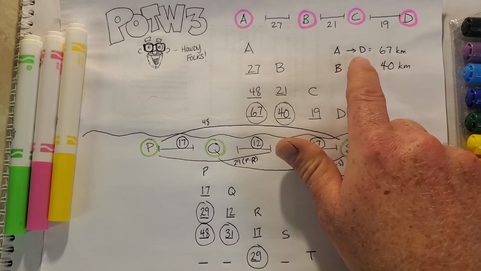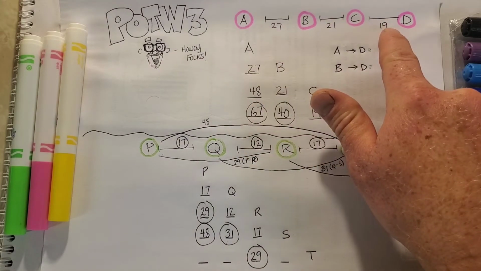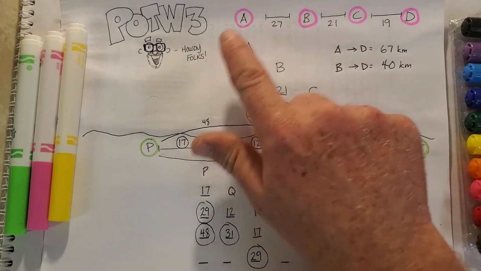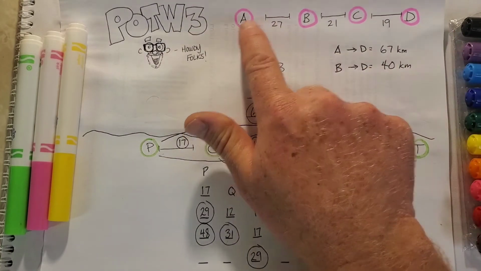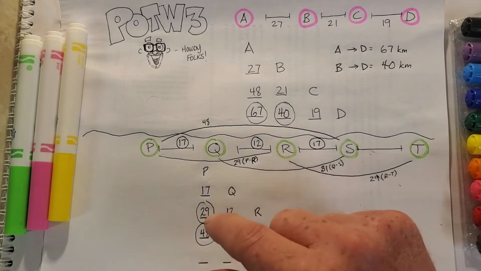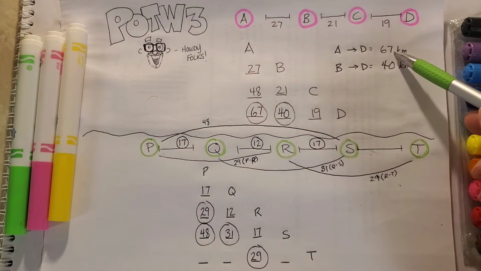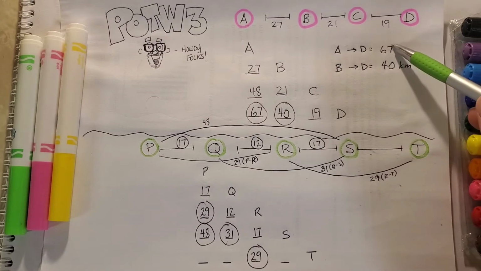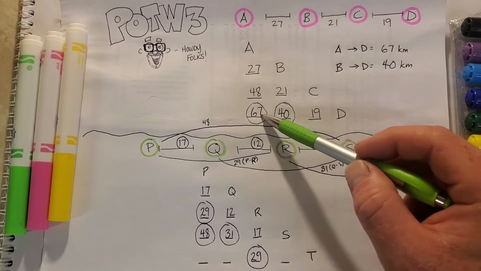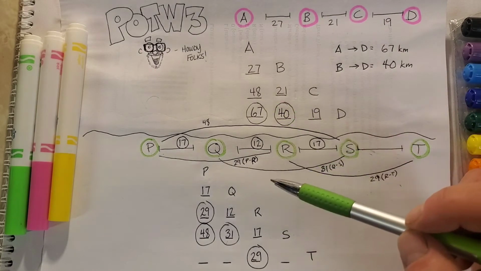Well, for that one, it was pretty straightforward. I was given the individual distances between towns. So if I wanted to find a total distance from A all the way to D, I would have to add all 3 distances. So 27 plus 21 plus 19 gave me 67 kilometers. And I took my answer there and I wrote it down in my chart. So from A to D was a total of 67 kilometers.